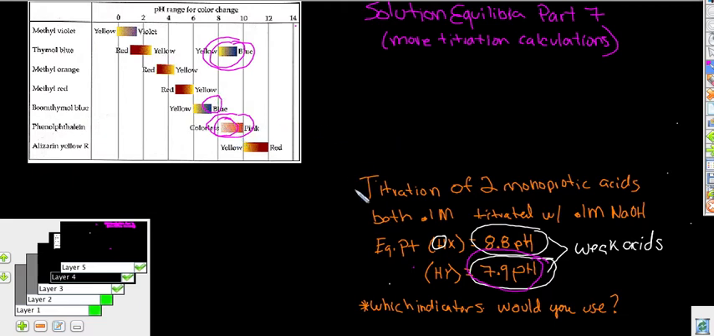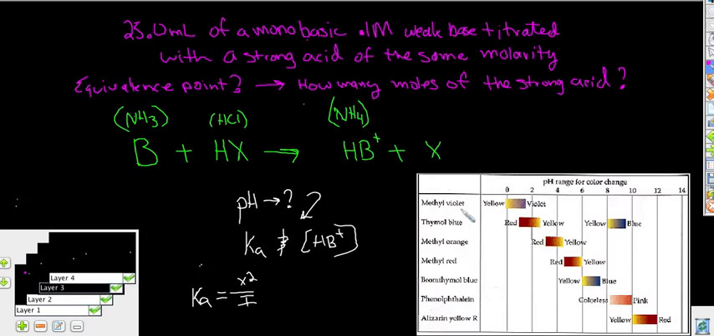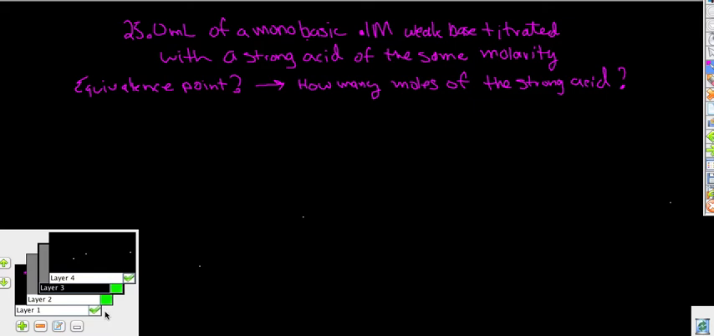All right, let's move on to another problem right here. So let's say that we had a 25 milliliter solution of a monobasic 0.1 molar weak base, and we titrate it with a strong acid of the same molarity. So the question is the equivalence point.